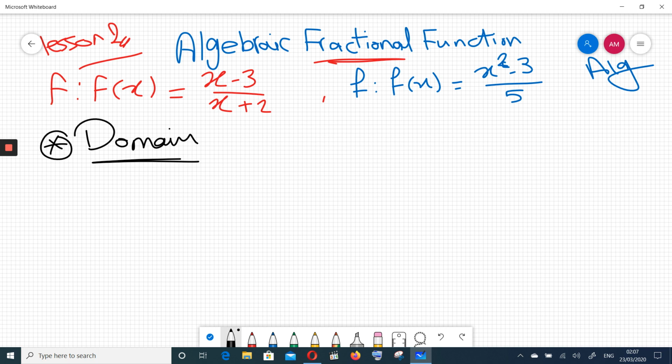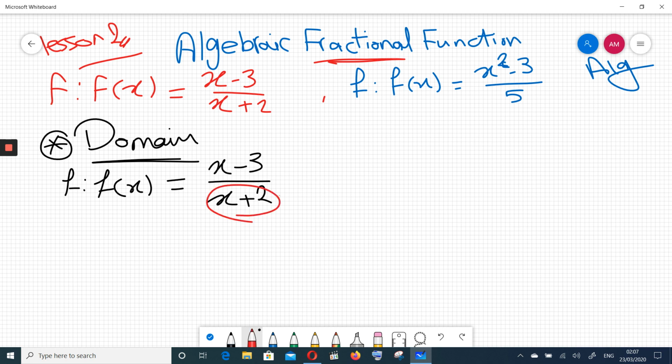Except the values that make my denominator equal 0 or undefined. That means, for example, for f of x equals x minus 3 over x plus 2, the first step is to take my denominator, x plus 2, and make it equal 0. This is positive 2, we take it to the other side to be negative 2. That means x equals negative 2.